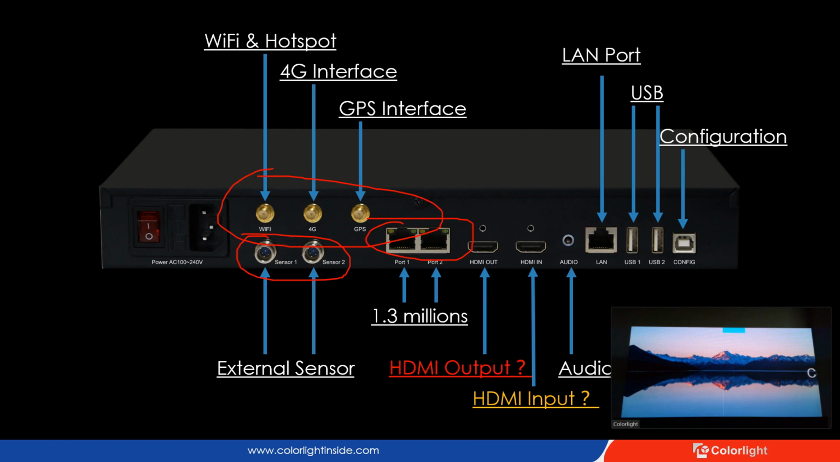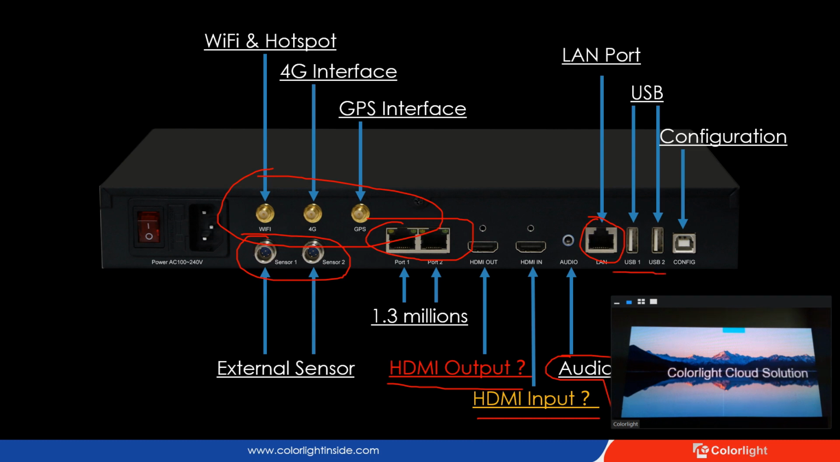Here, I leave two questions for you. First one, what can the HDMI input do? The second one, what can the HDMI output do? The audio port is connected to the speaker directly with a 3.5mm audio cable. The LAN cable here is connected to the router for the internet access.